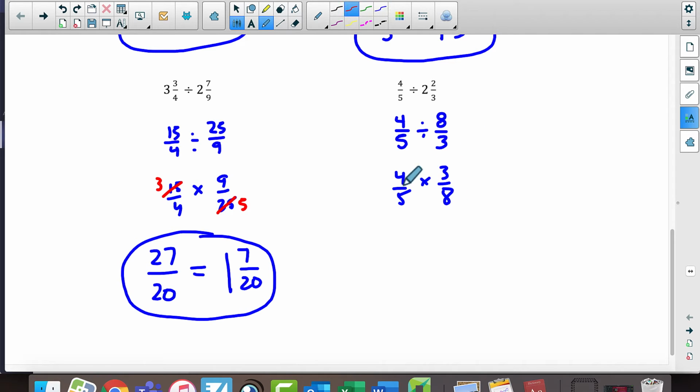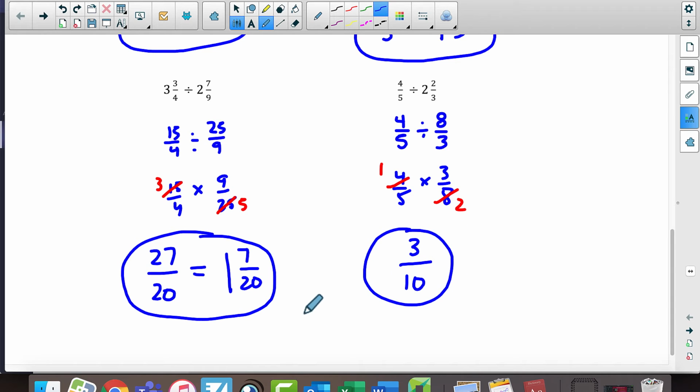And you can ninja slice the 4 and the 8, divide them both by 4. 4 by 4 is 1. 8 by 4 is 2. We're ready to multiply. 1 times 3 for the numerators, 5 times 2 for the denominators, and that is our only answer this time.